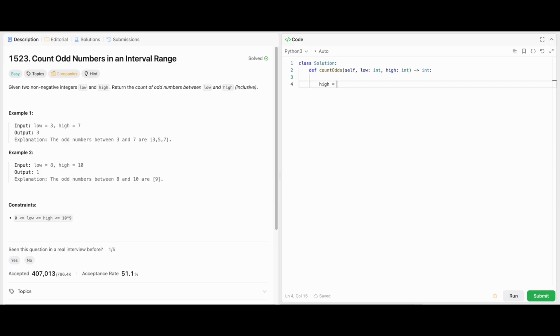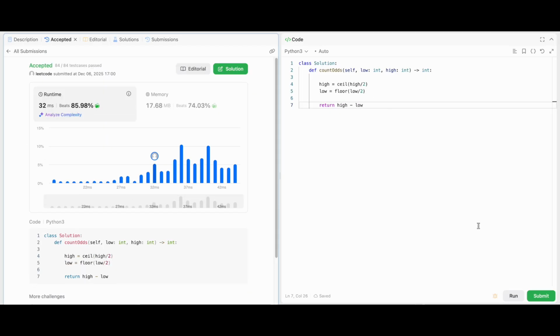So first we will calculate high, which is the ceiling of high divided by 2. And now we calculate the low, so it will be the floor of low divided by 2. And then we will just return high minus low. And let's see if it works. Okay, perfect.